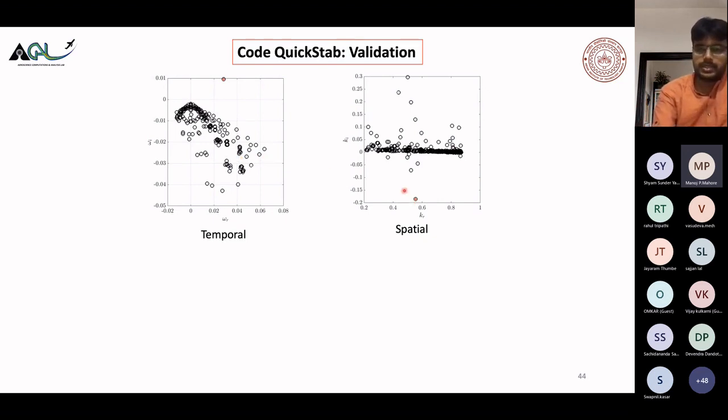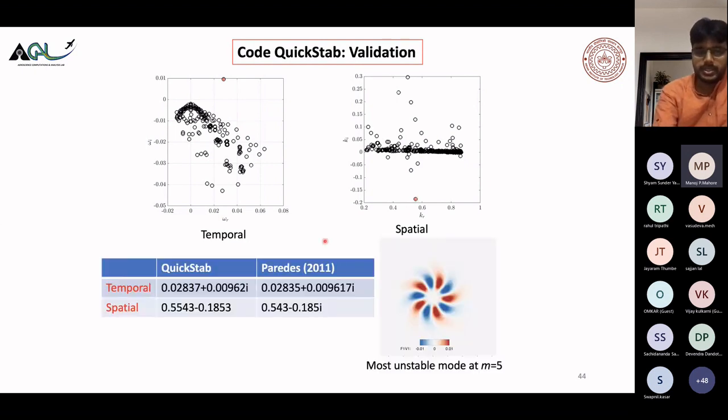Similarly, in the k plot, it is just opposite. This is a spatial one, where instead of frequency we have the wave number, right? So if the value is negative, in this case it is minus kx, then it is growing, right? So it is marked here. These are some of the validation, and you can see that our code gets similar values as in the literature. This is a typical mode shape for a single vortex.